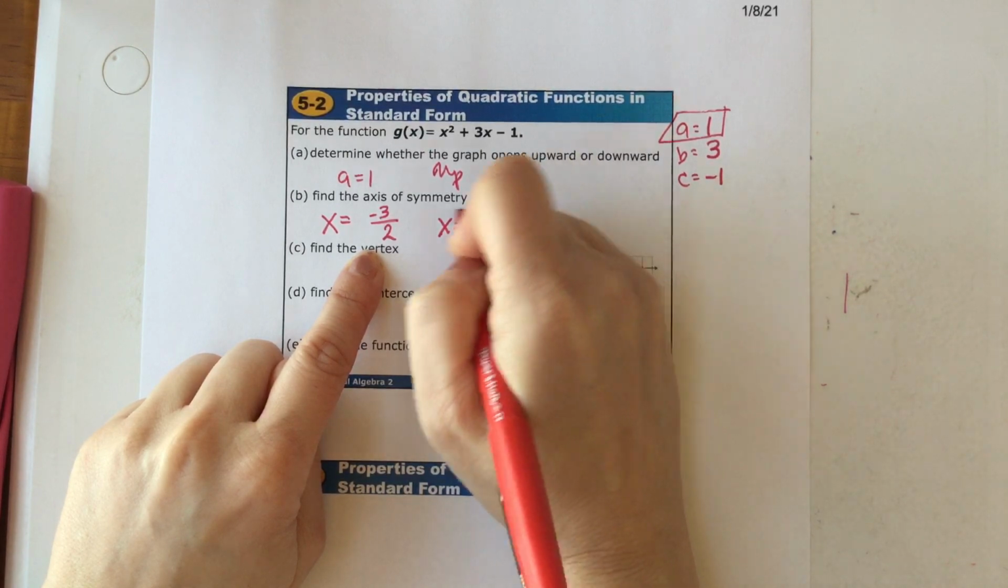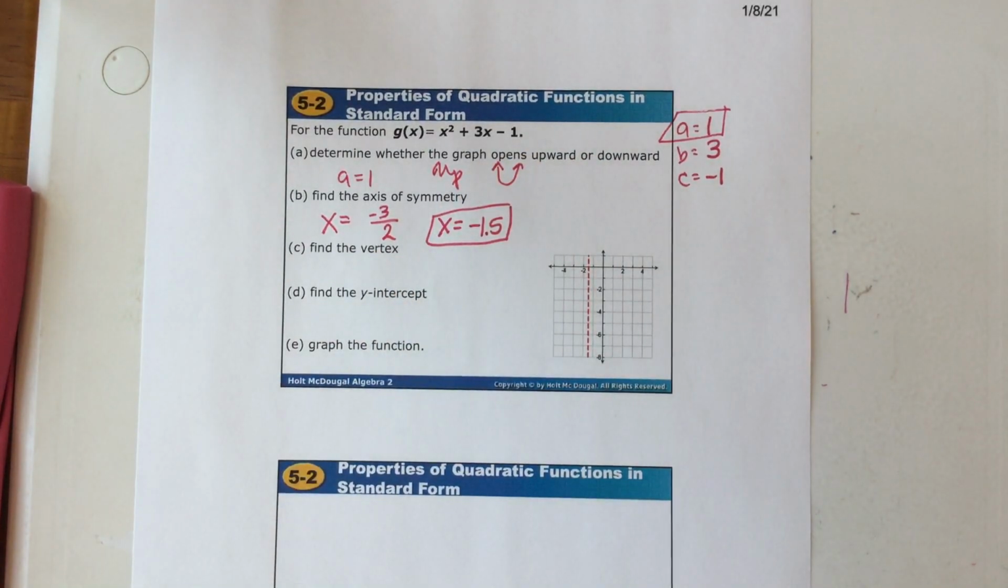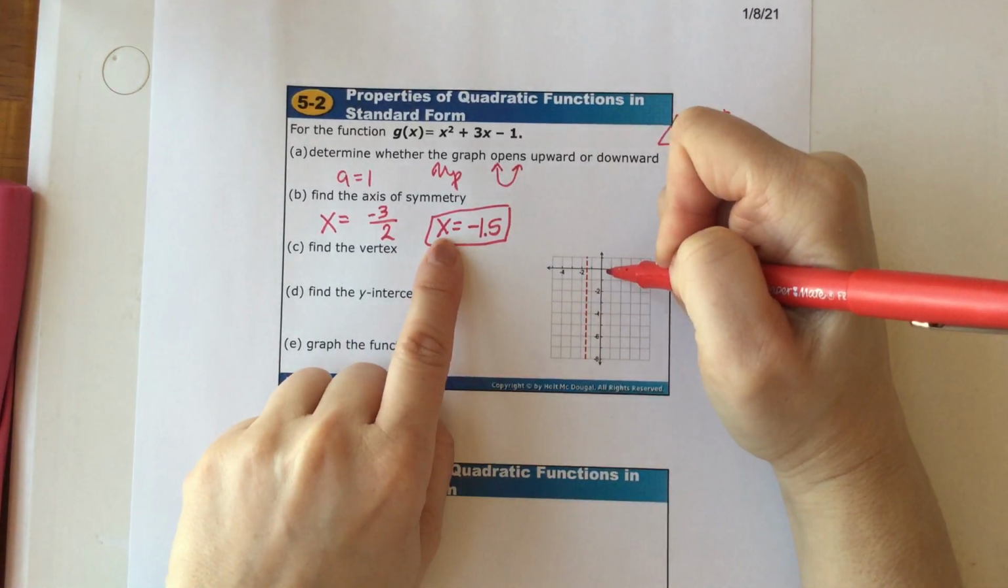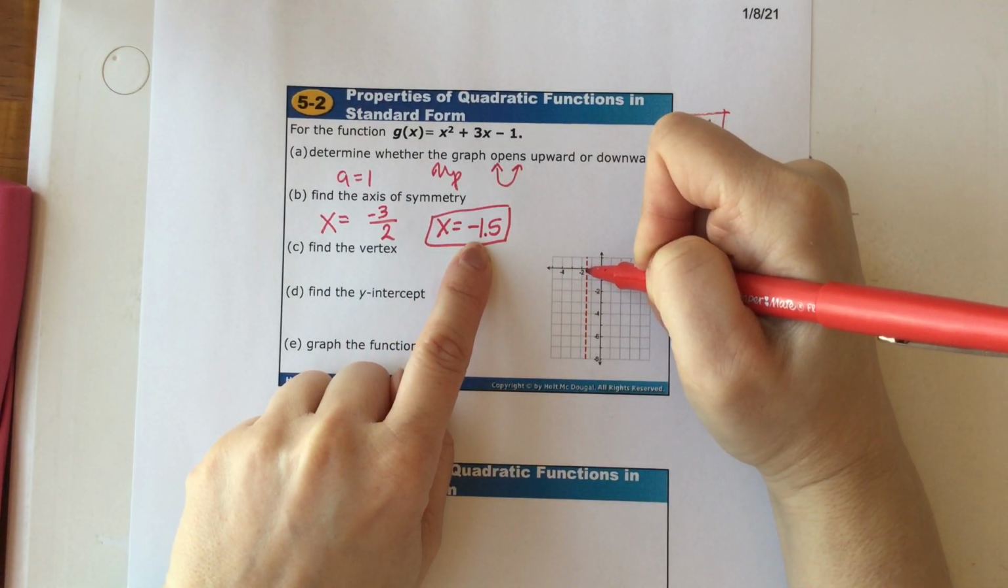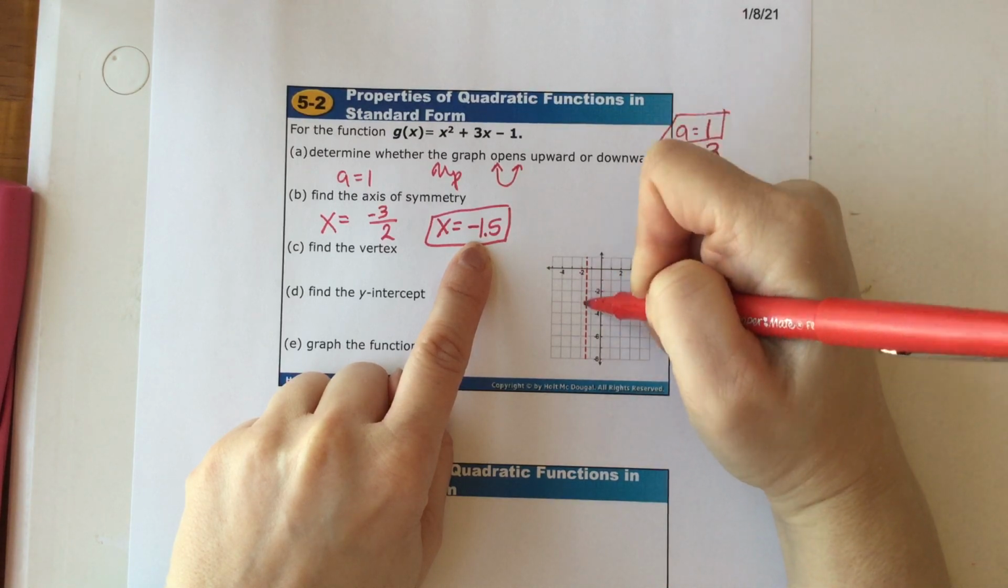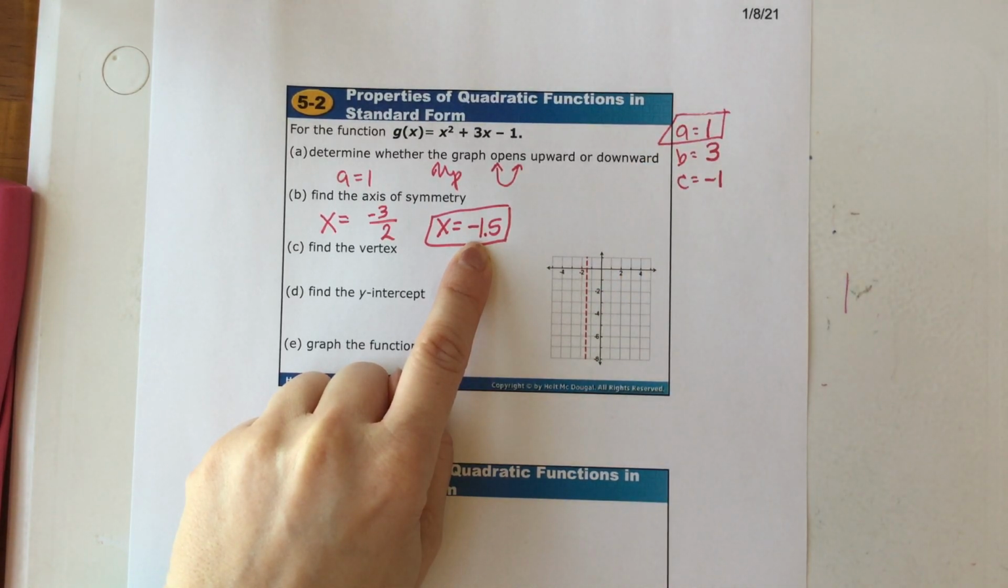You could keep it as a fraction, or you could turn it to a decimal. So your x value is negative 1.5 units. So on the x-axis, I go to the left 1.5 units. That's where my axis of symmetry is. That is your reflection line.